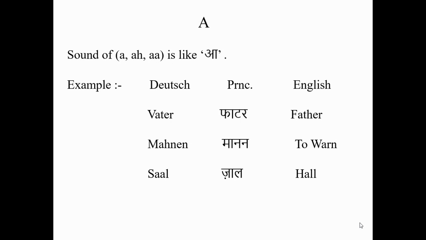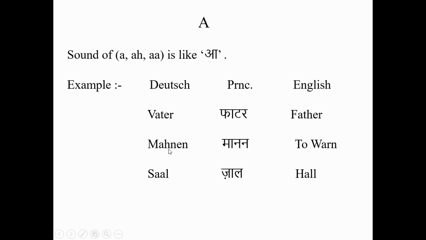So the sound of a is "ah", and double a is also like "ah". For the first example, Vater means father. Second is wahnen, which means toward. Third is Saal, which means hall. You can see here a is coming after v, so its sound is like "fa". Vater means father.